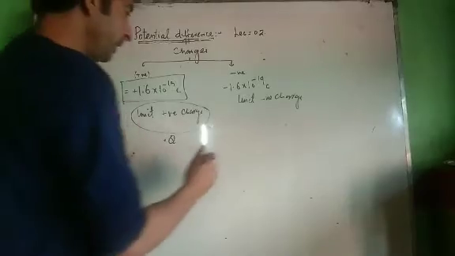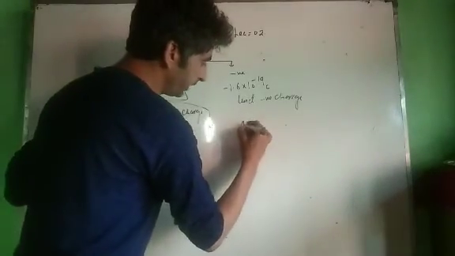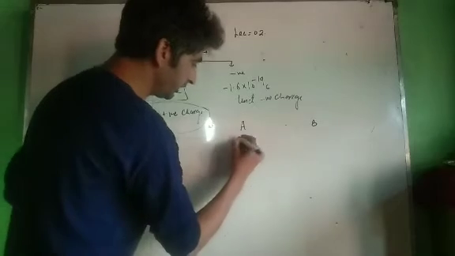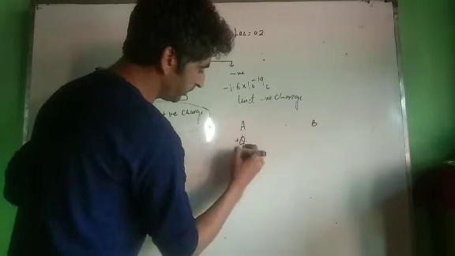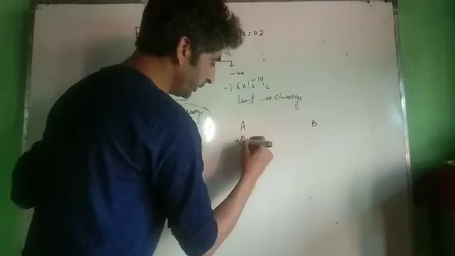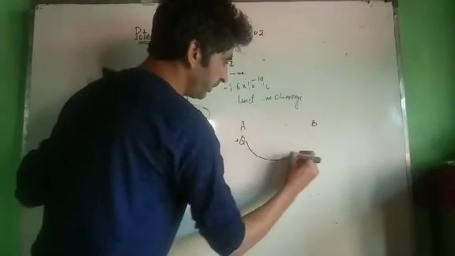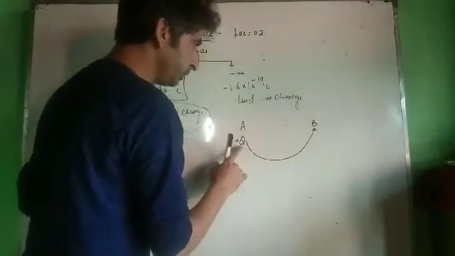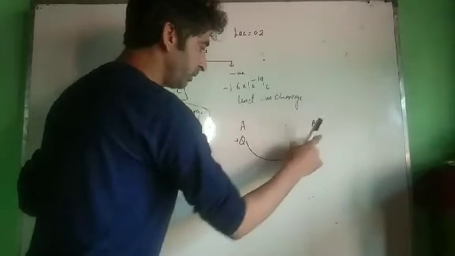Now if I have 2 points, point A and point B, I have to bring a unit positive charge, that is a charge of plus Q coulombs. I have to move this charge from point A to point B. Now a certain amount of work has to be done to move this charge from point A to point B.